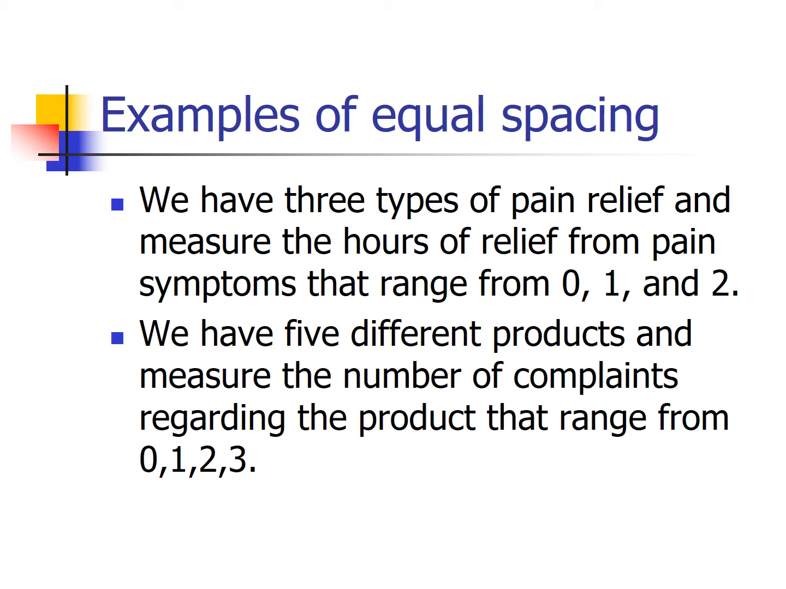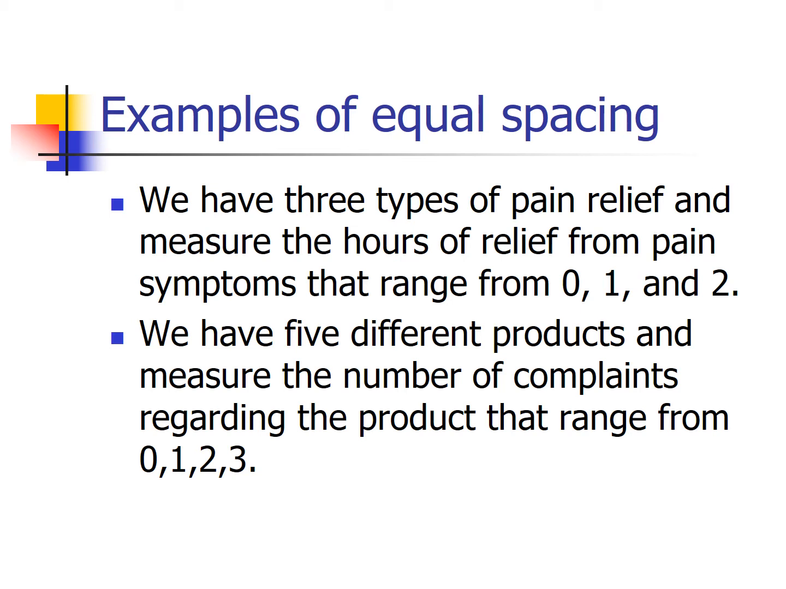So maybe a situation where we have three types of pain relief, and we want to measure the hours of relief from pain symptoms, and the possibilities are 0, 1, or 2. These are measuring actual hours. So the difference between 0 and 1 hours is the same as the difference between 1 and 2 hours. We would say that there's equal spacing.